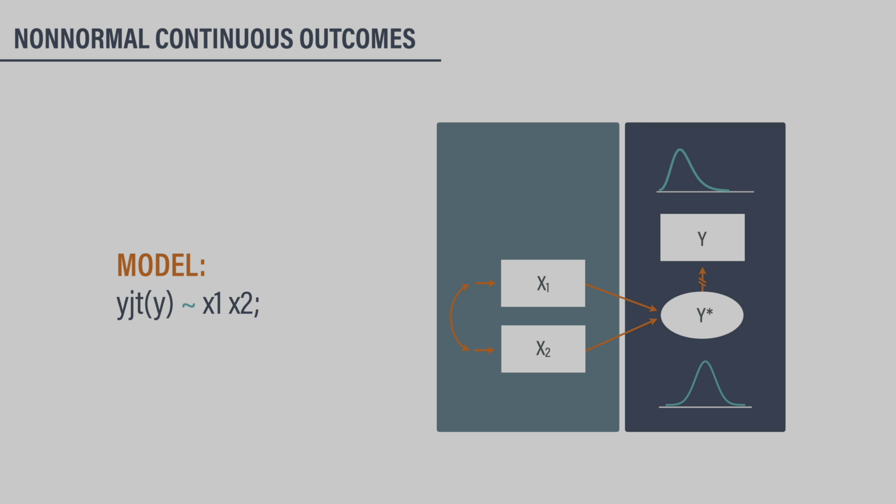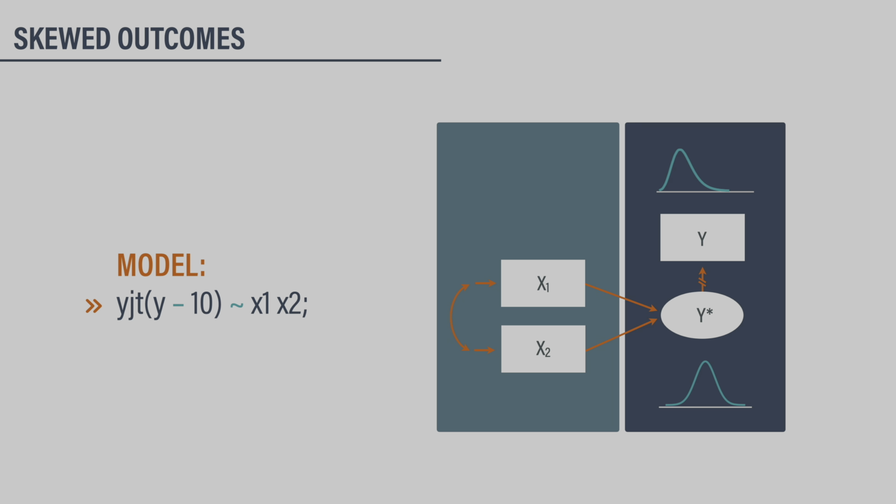So let's take a look at the Blimp code for this. To invoke the Yeo-Johnson transformation, you simply list the dependent variable's name inside the yjt function to the left of the tilde. The path diagram on the right emphasizes that the predictors are influencing the normalized version of y, and the broken arrow represents a nonlinear function that maps the normalized scores to the skewed variable.